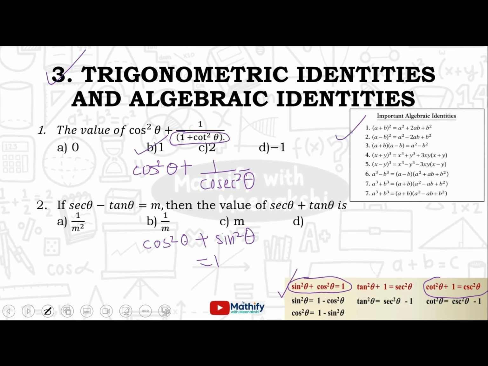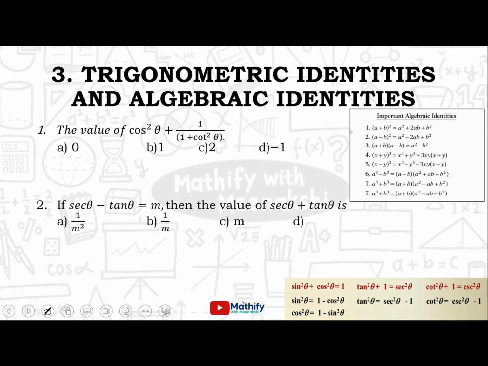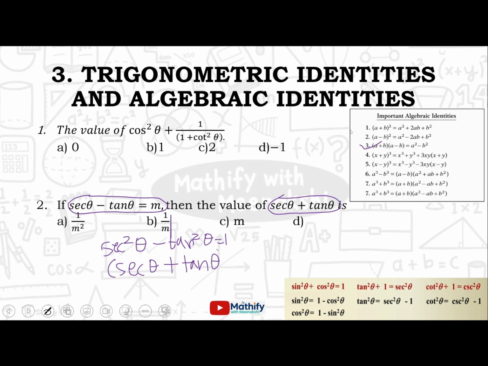Let's move to second question. In second question, it's given secant theta minus tan theta is m, and they're asking for the value of sec theta plus tan theta. Just think which trigonometric identity we can use related to secant and tan. We can use that secant square theta minus tan square theta is 1. Now just use identity a square minus b square here. So you can write sec theta plus tan theta into sec theta minus tan theta is 1.